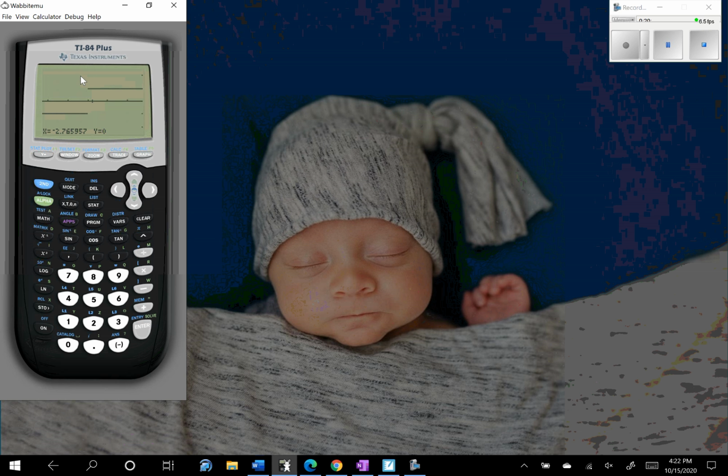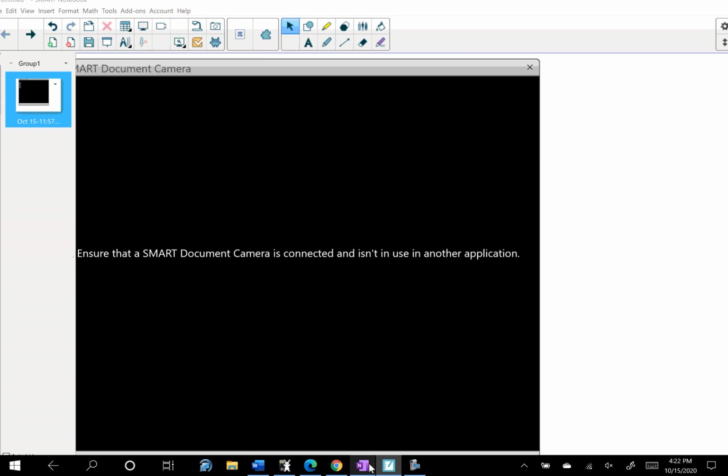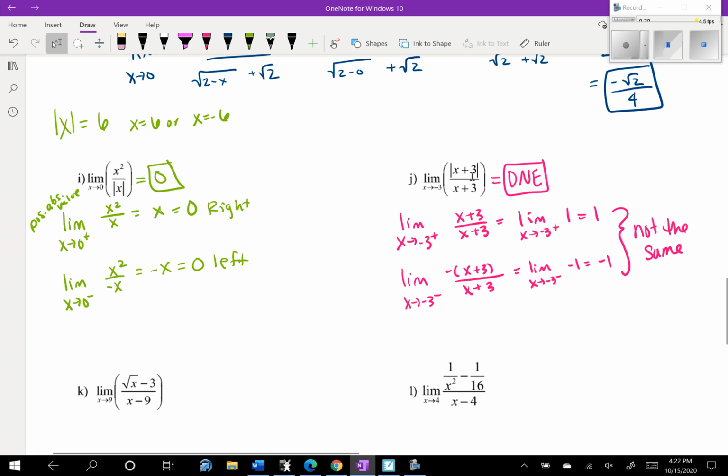Thus, the limit does not exist. So that is why you have to be very careful when finding the limit with absolute value that you look at both, again, the right side and the left side, or the positive absolute value answer and the negative absolute value answer.